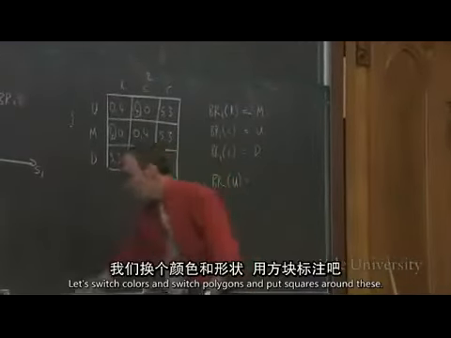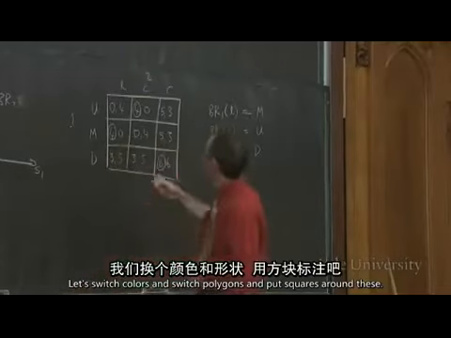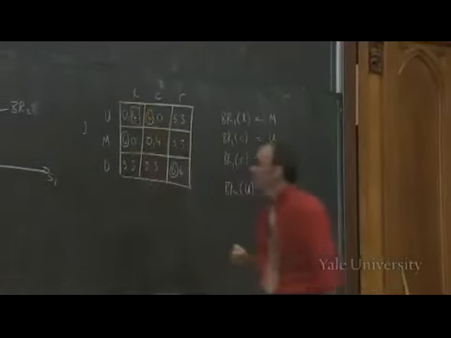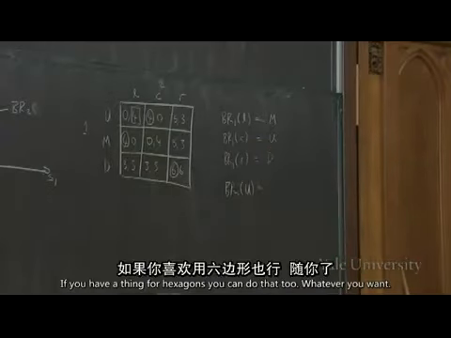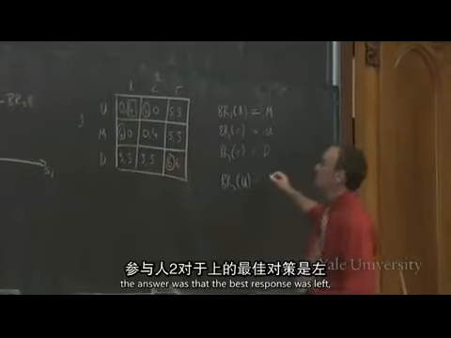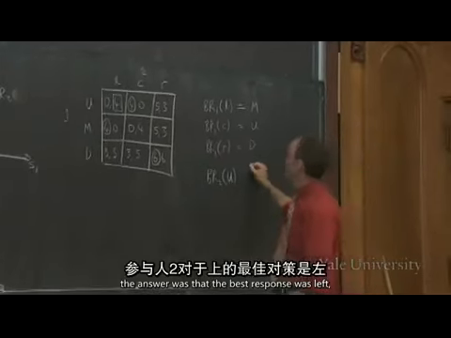Let's switch colors and switch polygons and put squares around these, okay? Right. I don't insist on the circles and the squares. If you have a thing for hexagons, you can do that too, right? Whatever you want. All right. So let's write it in here. The answer was that the best response was left.